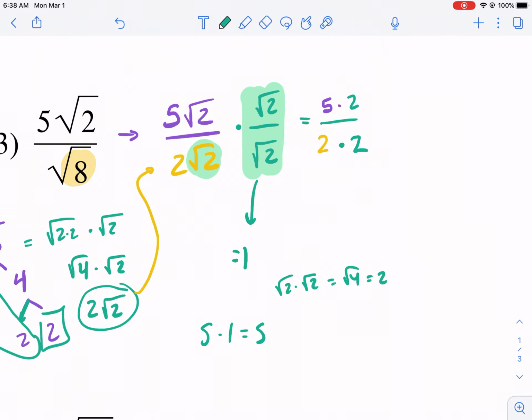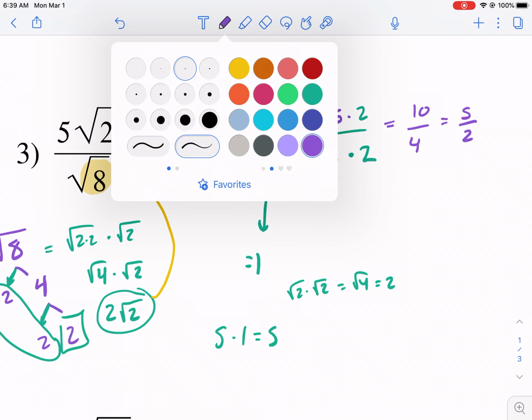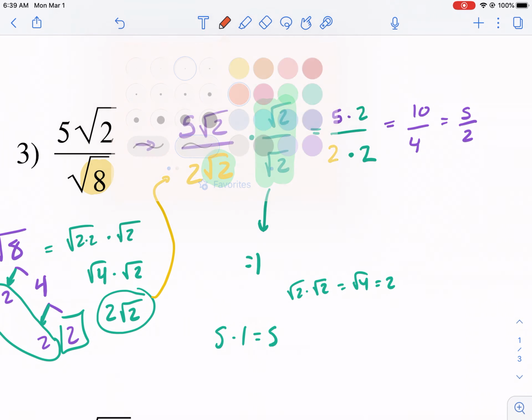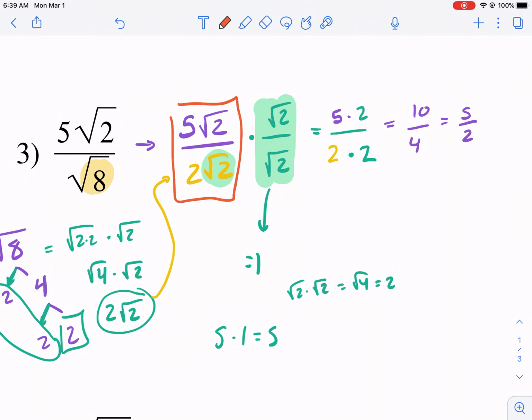That's equal to 2. So what do we have here? We have 10 in the top, 4 in the bottom. That can be reduced to 5 over 2. Now, there was a shortcut in this one, and this is not always the case. That's why I wanted to show you that first way first.